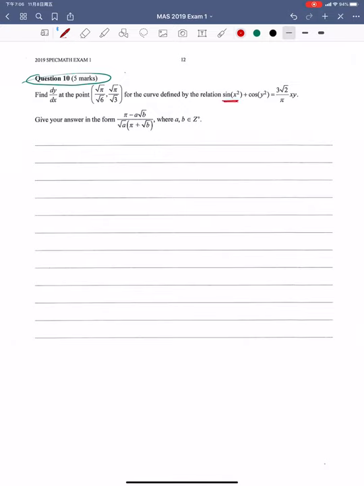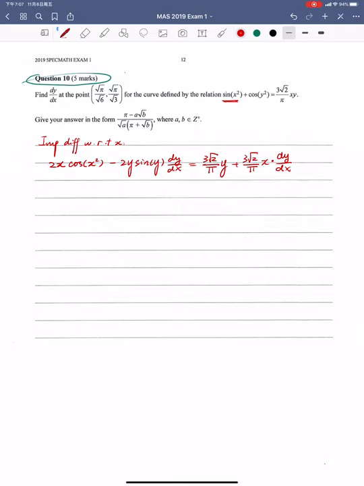I think the first term will be, let's say, implicit differentiation with respect to x. 2x cos x squared minus 2y sine y dy dx equals 3 root 2 on pi times y plus 3 root 2 on pi x times dy dx. Pretty good.